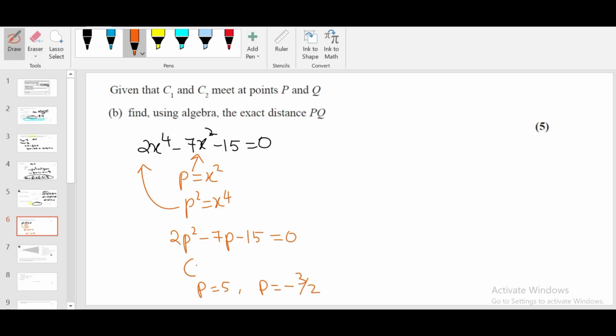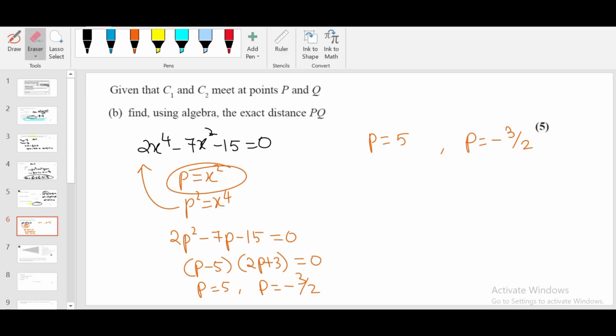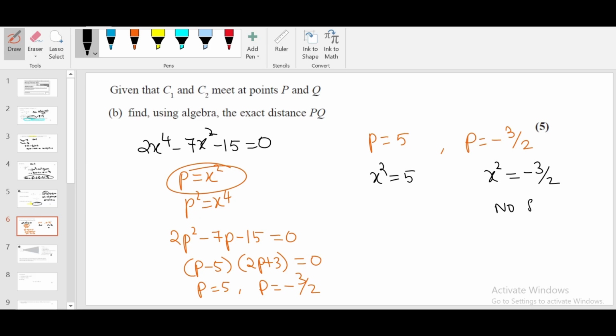So p is 5, p is -3/2. But you need to write one more step here: (p - 5)(2p + 3) = 0. If you don't write this, you will lose marks. So you got two p values, p = 5 and p = -3/2. Now replace p back with x^2. So x^2 is 5, x^2 is negative 3/2. You cannot find the square root and find x here, so no solution for this one.